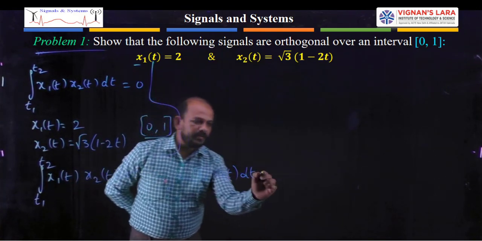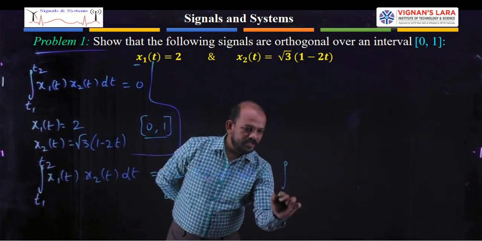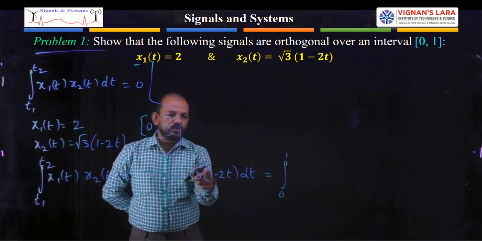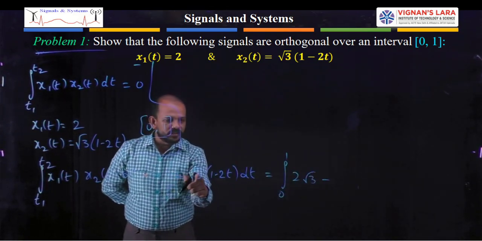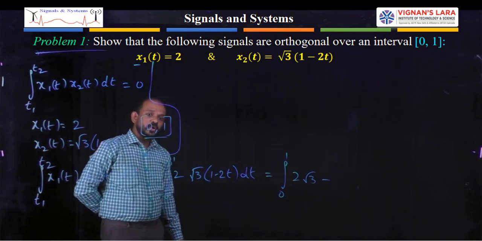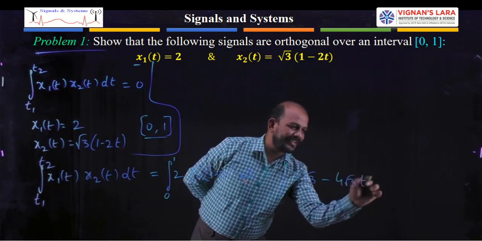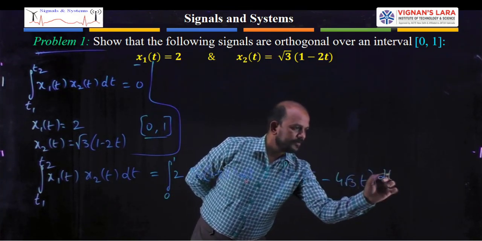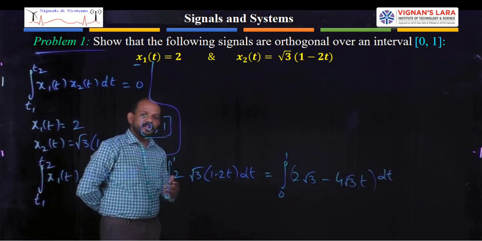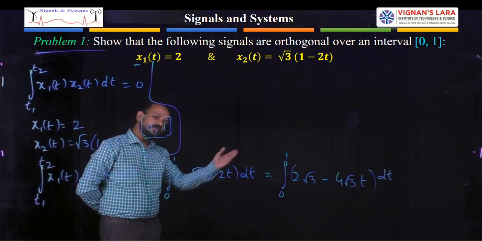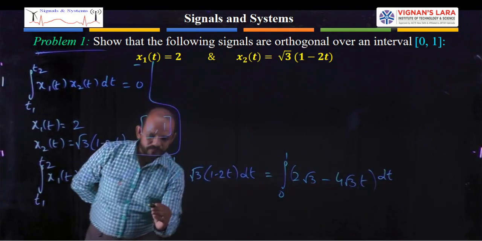So that will be equal to, what's the value of this one? Integral 0 to 1, 2 root 3 into 1 is 2 root 3 minus 2 root 3 into 2t. 2 into 2, 4. 4 root 3t dt. So just a into b plus c, that is a into b plus a into c. In the same way, I expanded it. First thing. Again, that will be equal to.